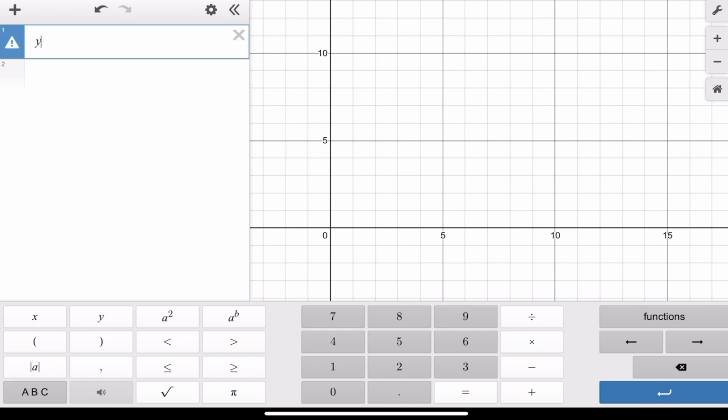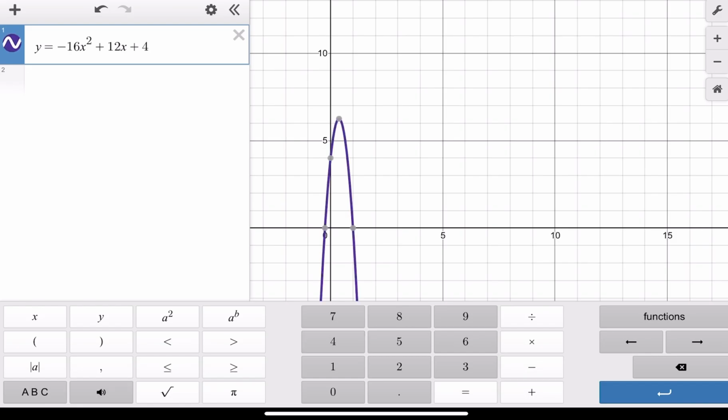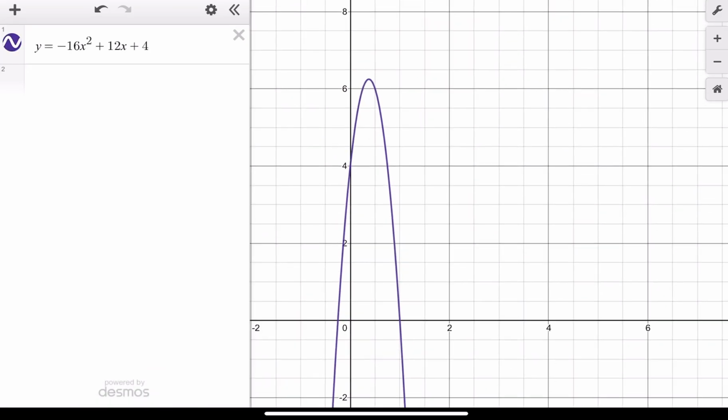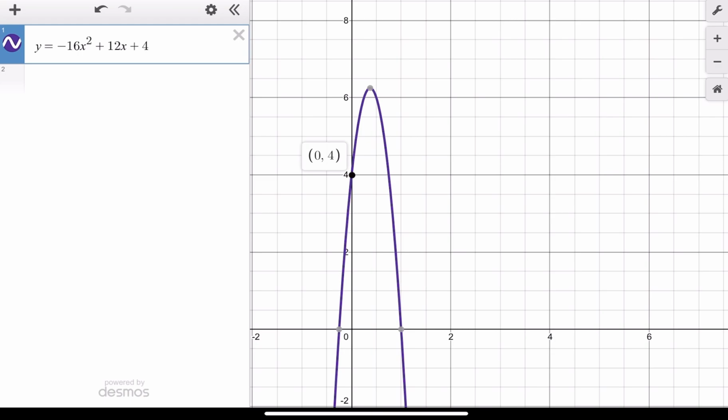So y is equal to negative 16x squared plus 12x plus 4. And there we go. We got my coin toss. That coin starts 4 feet above the ground. It reaches a maximum height of 6.25 feet above the ground 0.375 seconds later. And it hits the ground 1 second later, which is 0.